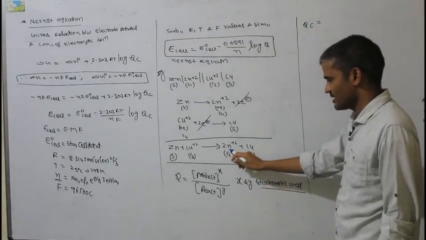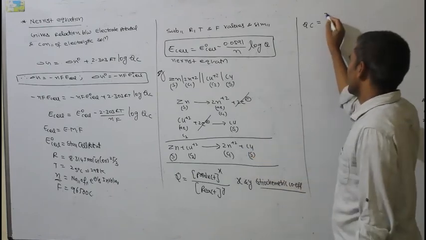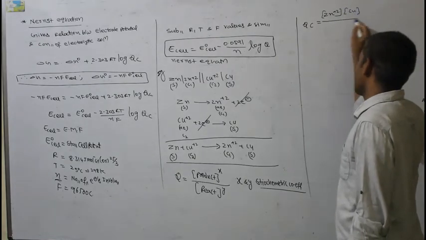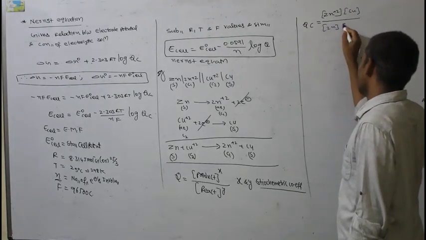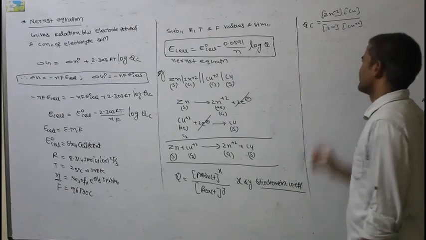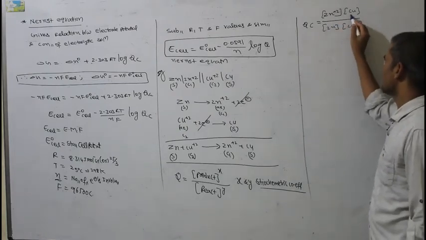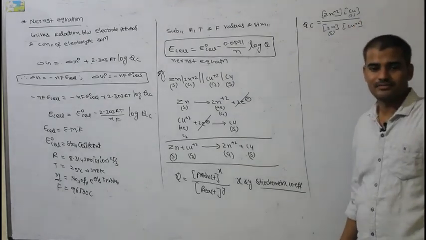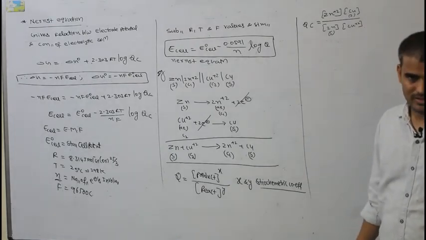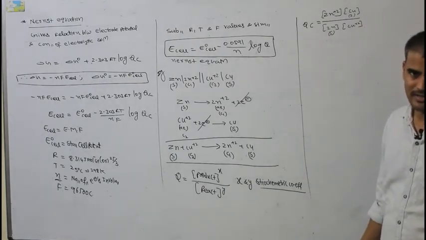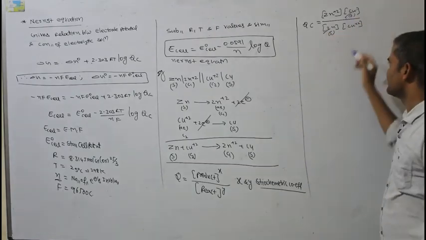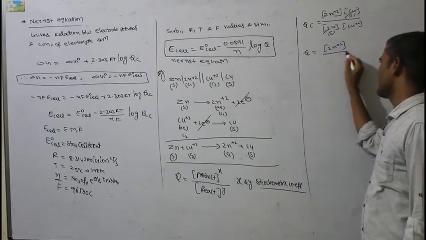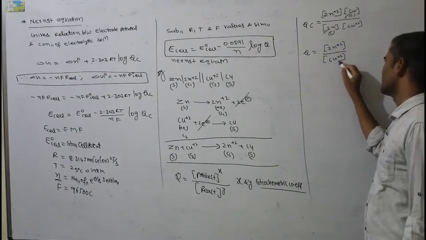What products are present? Zn2+ and Cu. So it becomes the concentration of Zn2+ into the concentration of Cu, by the concentration of Zn into the concentration of Cu2+. But in this, Cu is a solid, and Zn is also a solid. In the equilibrium constant, solids cannot be expressed; their concentration is taken as unity. So if you remove the solids, what will the Qc expression become? Concentration of Zn2+ by concentration of Cu2+.